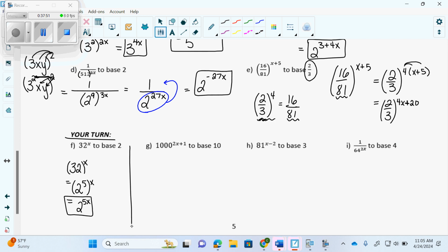1,000 is 10 to the what? So if I have 1,000 to the 2x plus 1, 1,000 is the same as 10 to the 3, to the 2x plus 1. I put the 2x plus 1 in brackets so I remember to distribute. So I'm going to get 10 to the 6x plus 3.